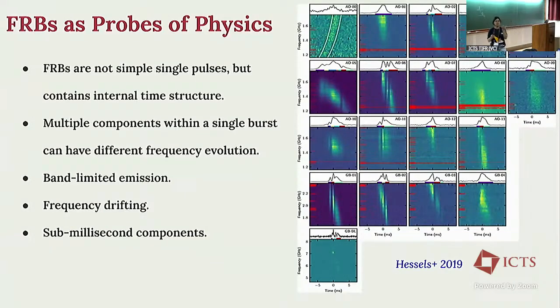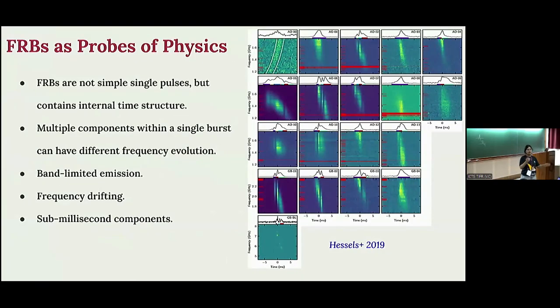FRBs are extremely short, bright radio pulses which last only for a few milliseconds. FRBs don't always show a simple single clean pulse, but sometimes they show interesting features, as shown here in the example taken from Hessels et al. Some of them show microstructures, multi-component subbursts and band-limited emissions. These fine time-frequency structures help us reveal the emission physics and what's happening near the source.